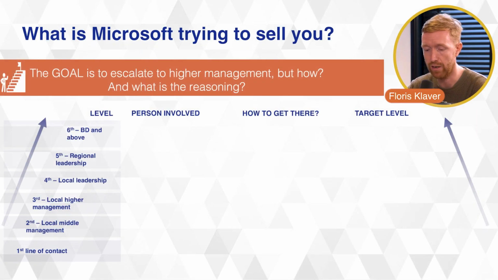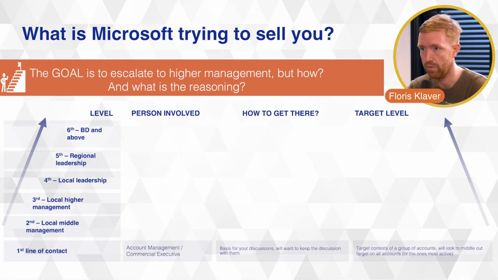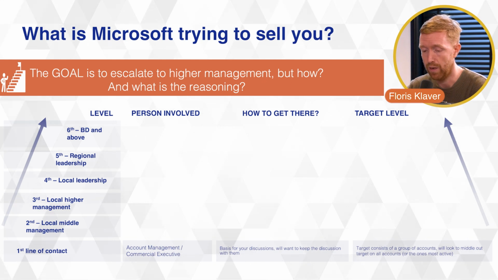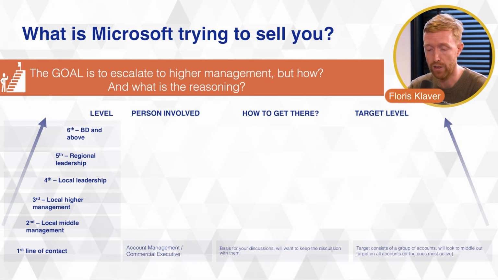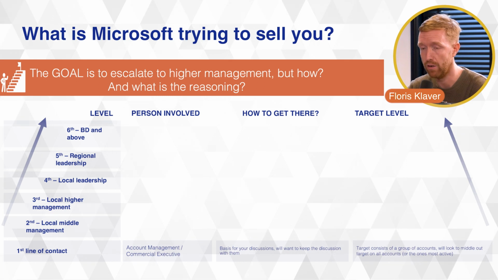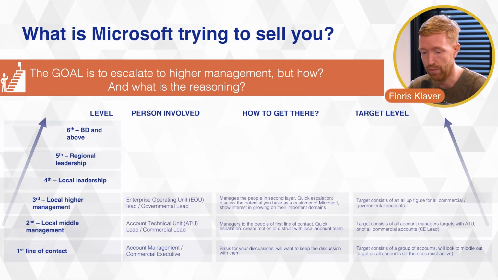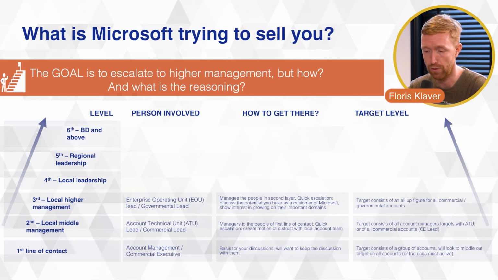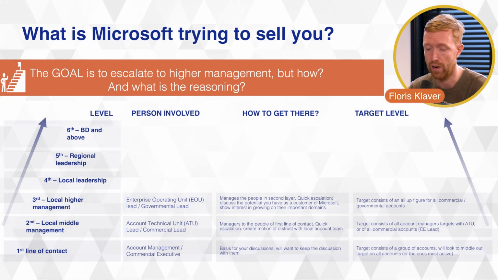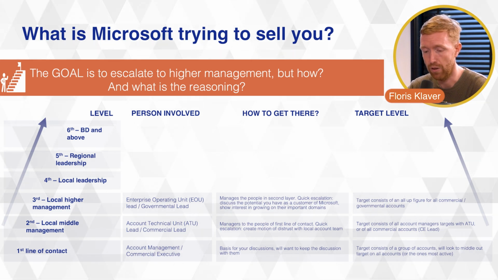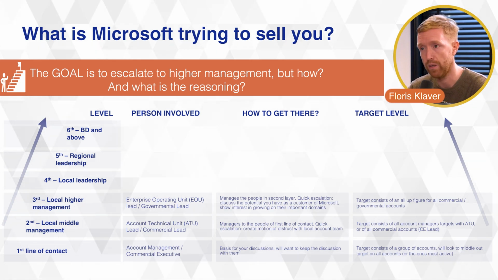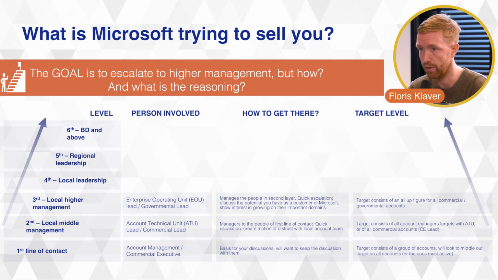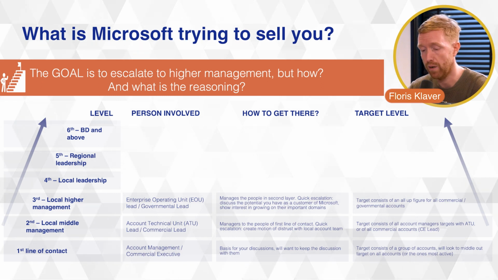So from the first line contact, again, account manager or commercial executive, if they can't come to an agreement with you, then you can go to their manager, for instance, or even better, go for their local higher management. So skip some levels if you think that might not be beneficial to you, especially if you're a larger account. The higher you go, the more becomes possible. So the third level might be a local or higher management. That might be the enterprise operating unit lead, for instance, or the government lead if you're a governmental institution. You want to negotiate there.